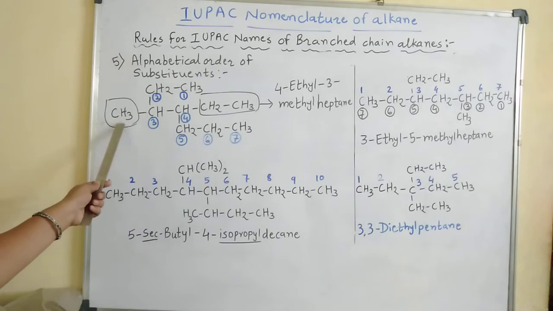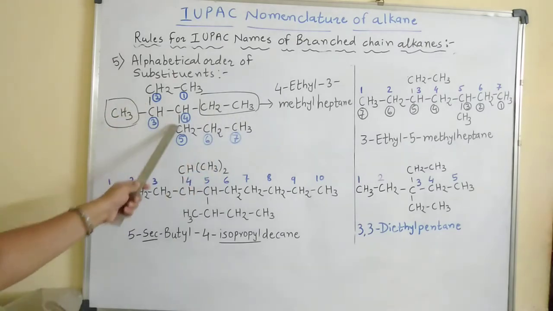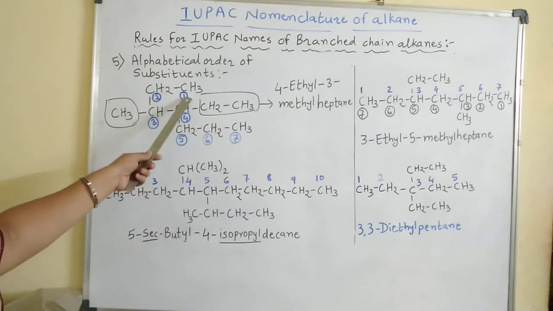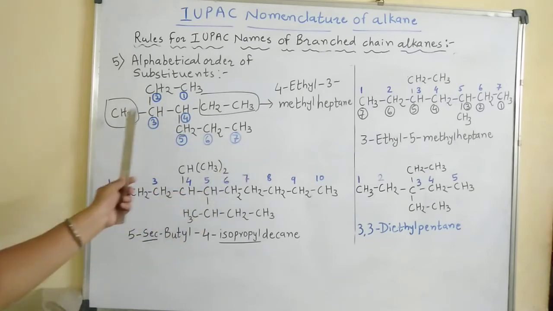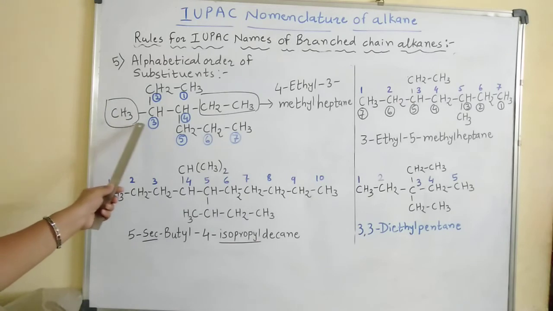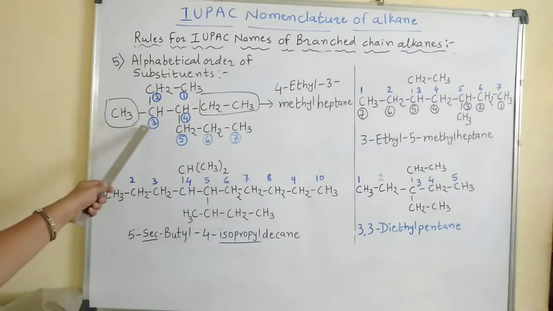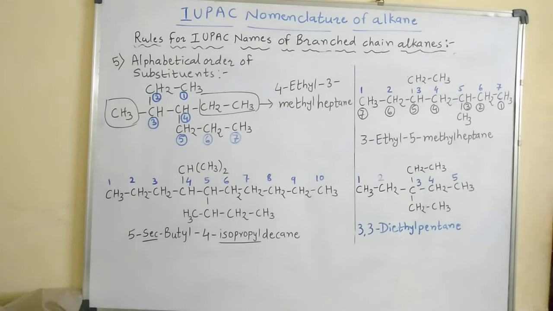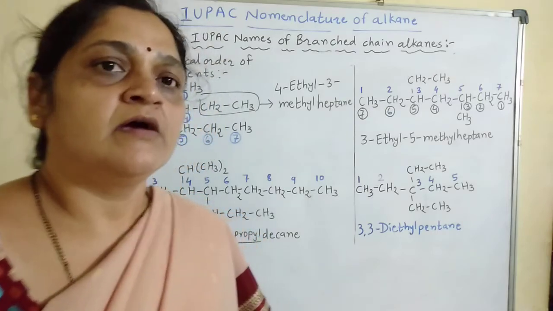Here CH3, CH, CH, CH2, CH3, and this CH and this CH carry branches. For selecting the longest continuous chain, I have selected this one: 1, 2, 3, 4, 5, 6 and 7. Carbon number 3 is carrying one branch and carbon number 4 is carrying another branch. Carbon number 3 has a methyl group substituent and carbon number 4 has an ethyl group substituent. Now when we write the name of this alkane, we have to mention the locant of that particular alkyl group.